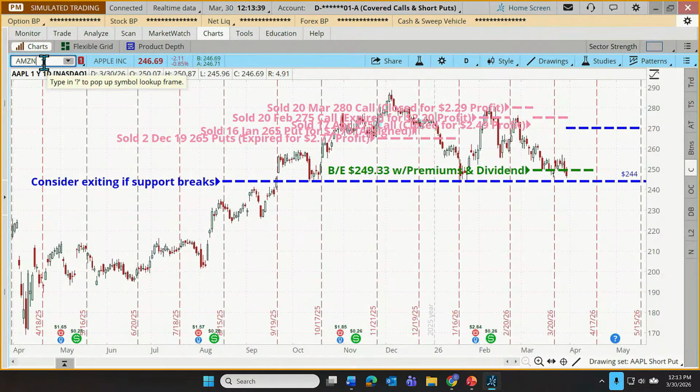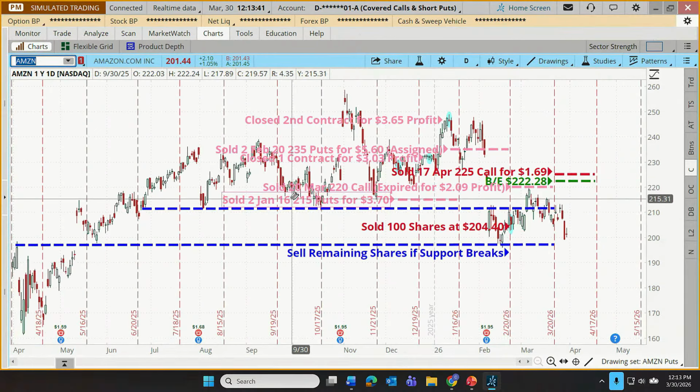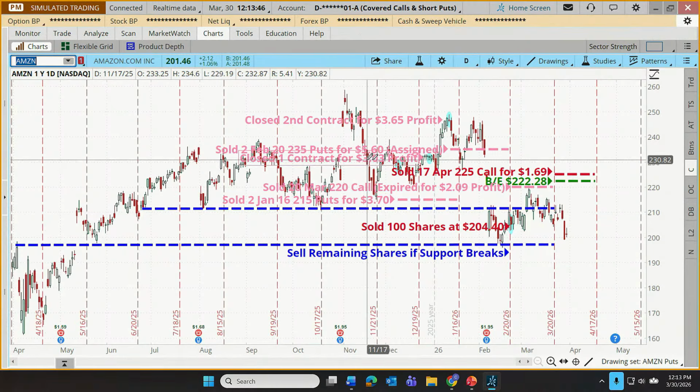But if we go look at its history, this one actually started off as two puts. Sold two puts. We closed one of those out for a 303 profit.